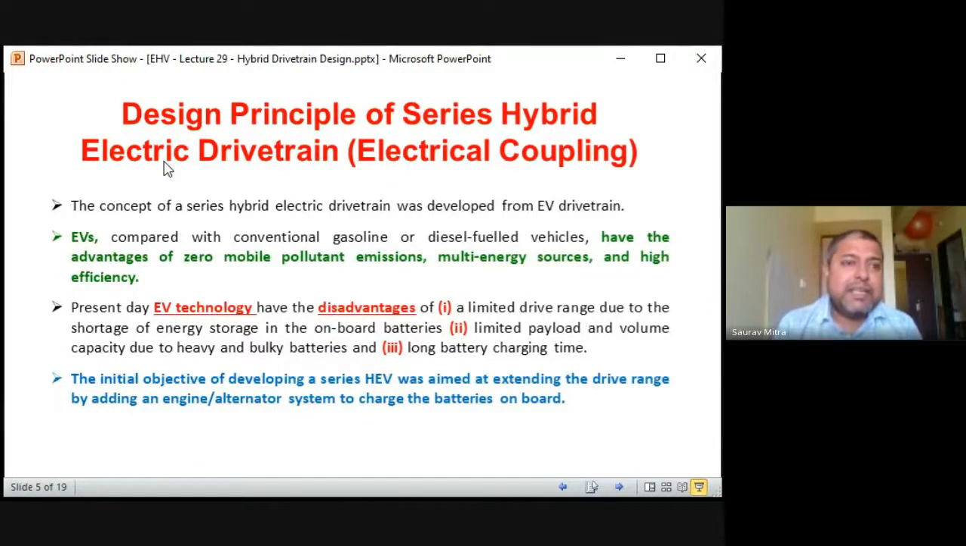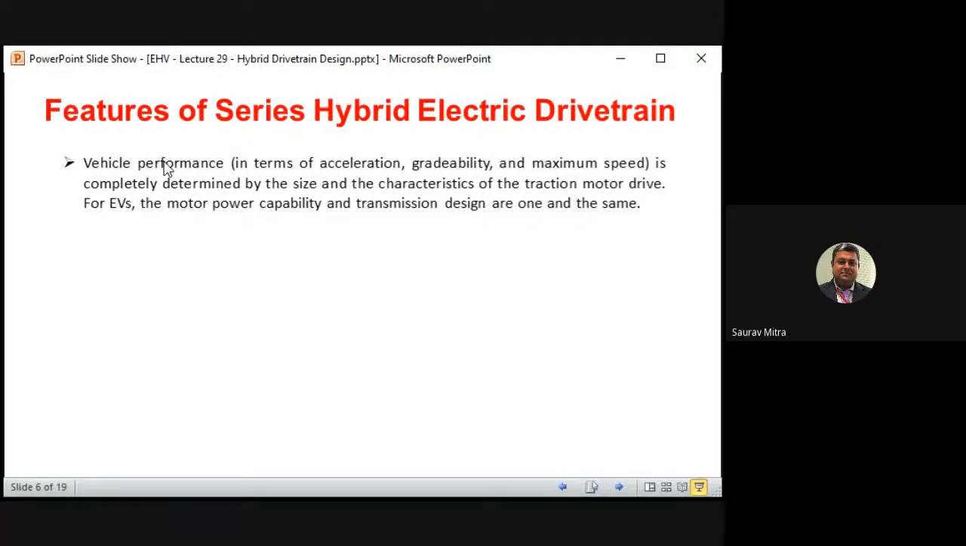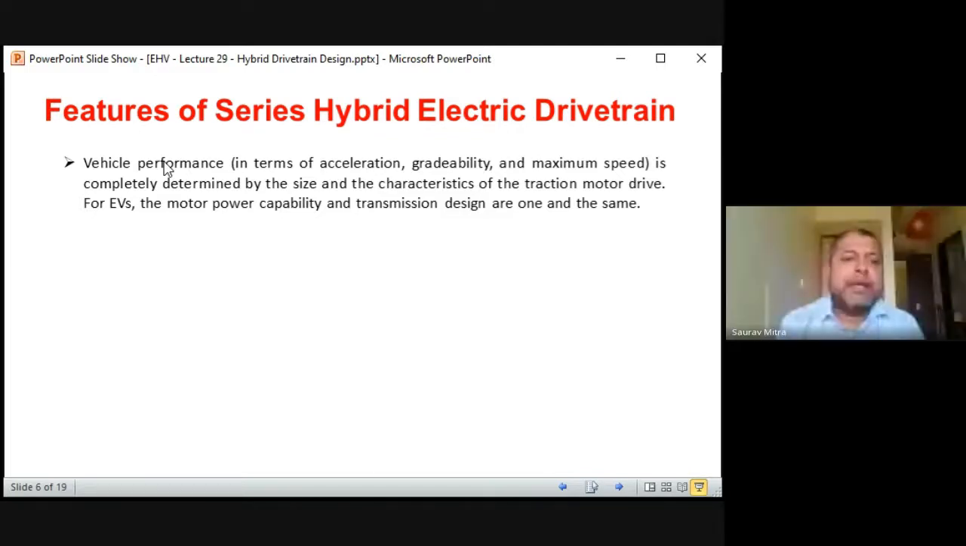So in this case, the electric vehicle or the battery part will act as an auxiliary source, and the main source will be the gasoline source. So features of series hybrid electric drivetrain. What are the specific characteristics and special features of series hybrid electric drivetrain? Whenever we are doing the next part, that is the second part of this module 5, there we will see the features of parallel hybrid electric drivetrain as well.